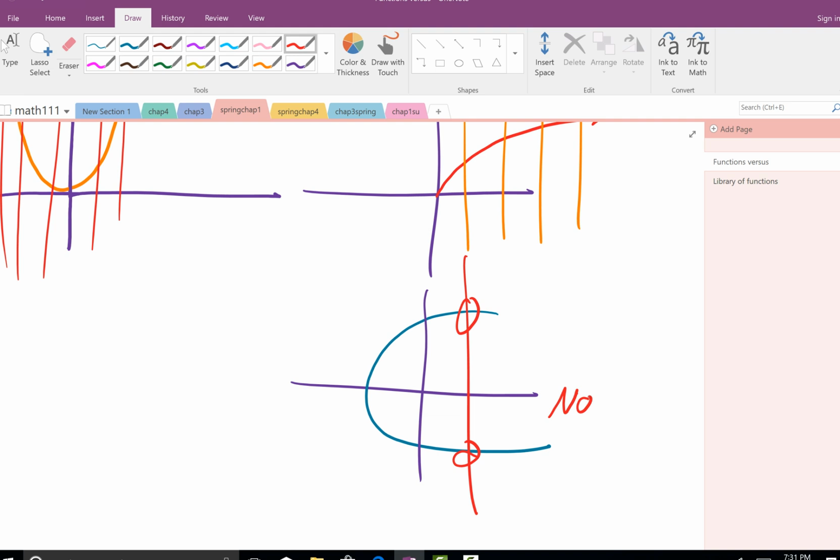Let's try another one. Let's try this one. So, domain. Bend it down. Pin this down here, pin this down here. If we did that, what would the domain be? What is it? Negative infinity to infinity, okay? So you could write that. You could say it's negative infinity to infinity. You could go negative infinity to infinity in interval notation.